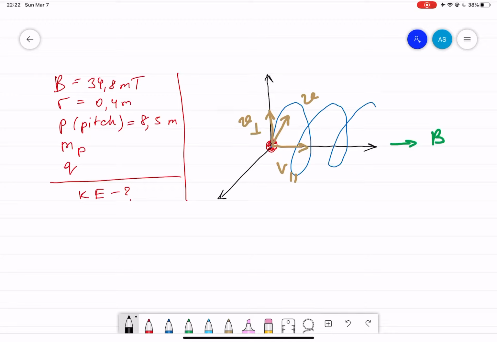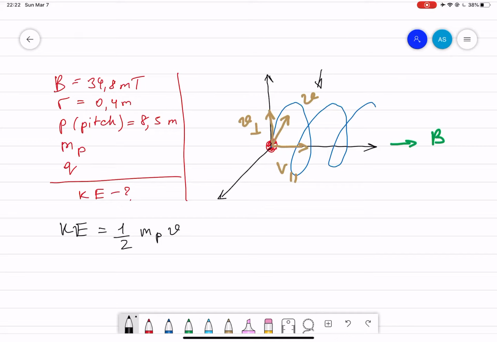Okay, so basically we have to find kinetic energy, right? So kinetic energy is equal to 1/2 mass of the proton, velocity of the proton squared. Okay, so this velocity is basically this guy.